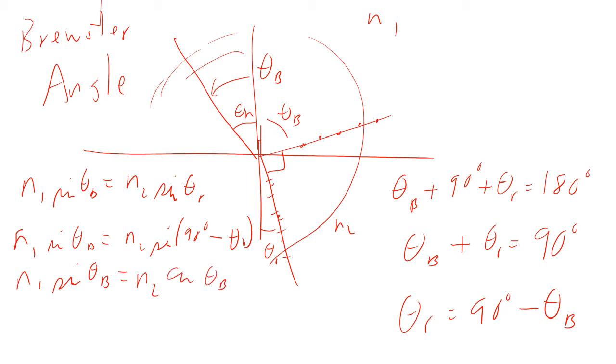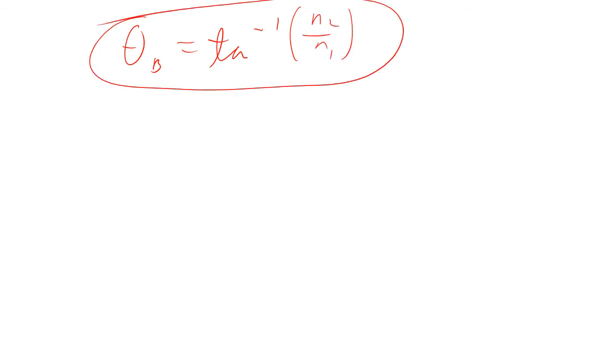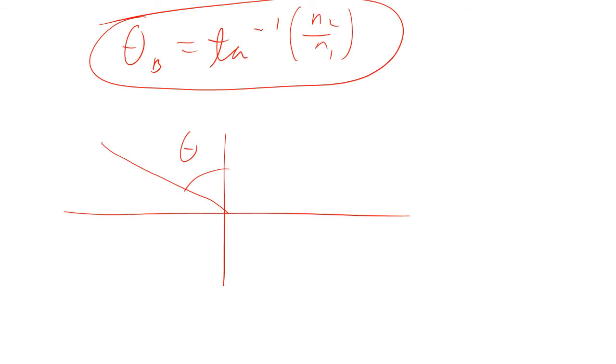Okay, so that means that N1 sine over cosine, so tangent of the Brewster angle, is going to equal N2 over N1. In other words, the Brewster angle, this magic angle, is going to be inverse tangent of N2 over N1. So anytime light hits a surface, and if that angle is greater than or equal to the Brewster angle, you will get light that is polarized parallel to the surface. Okay. So that's an interesting sort of thing.